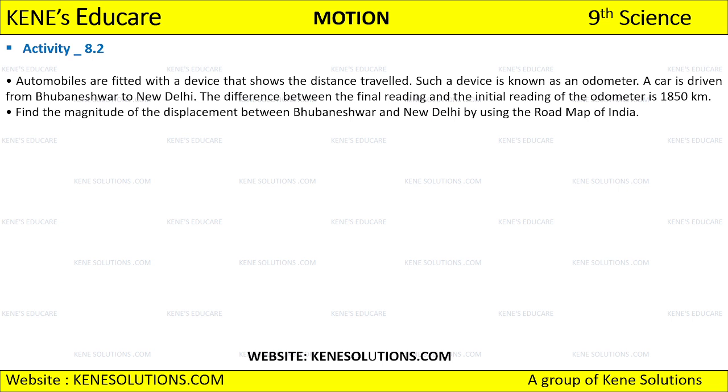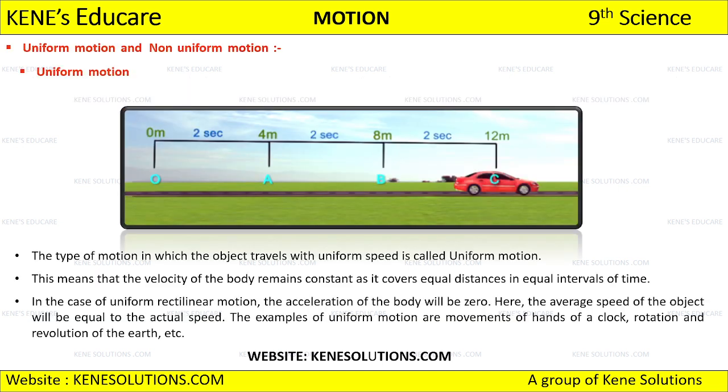After this activity 8.2, we discussed uniform and non-uniform motion. So here with the example, we have the proper definition of what exactly uniform motion is, right? The type of motion in which the object travels with a uniform speed, that is uniform motion, and when the speed keeps on changing, okay, then that is non-uniform motion. So I want you all to please go through this slide as well.